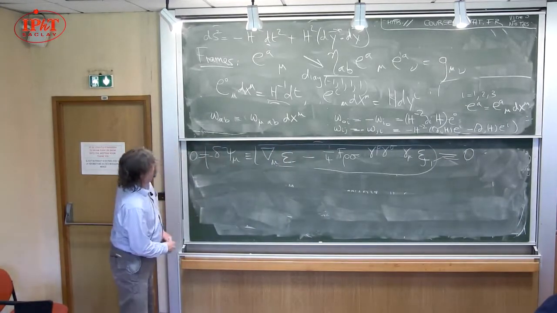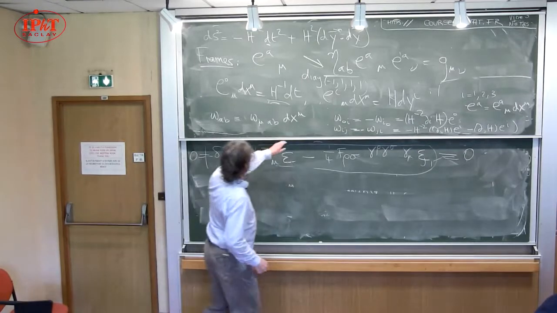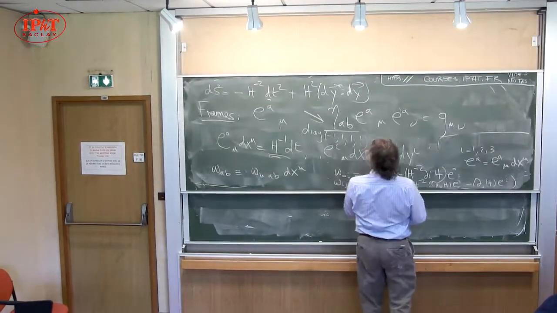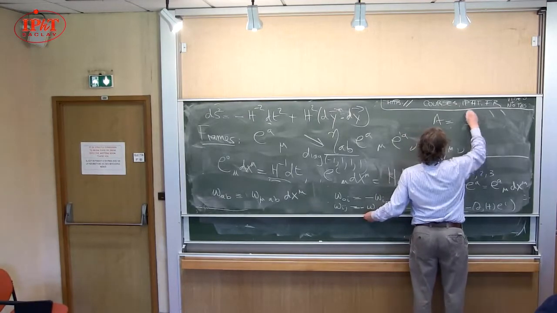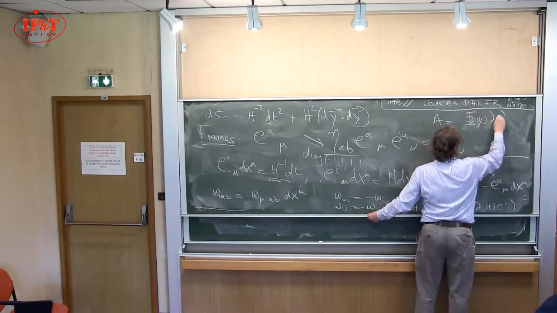I've still got my Maxwell field in there, I hope. Maybe I've obliterated it. Investigation A is equal to phi y times dt.